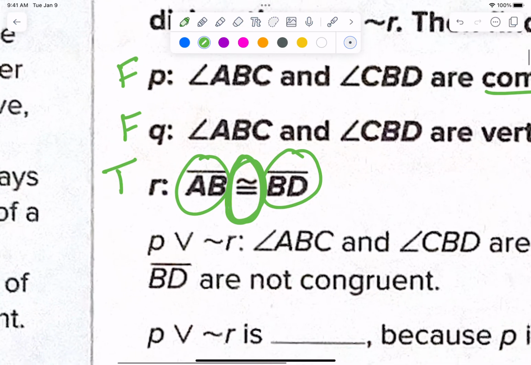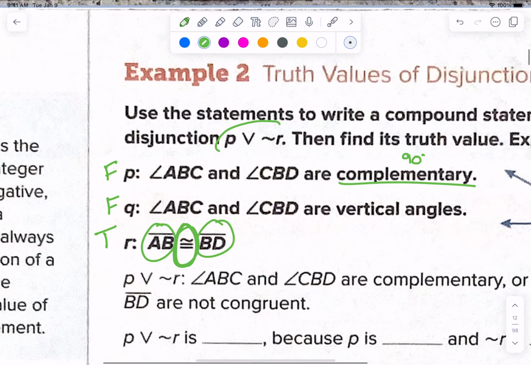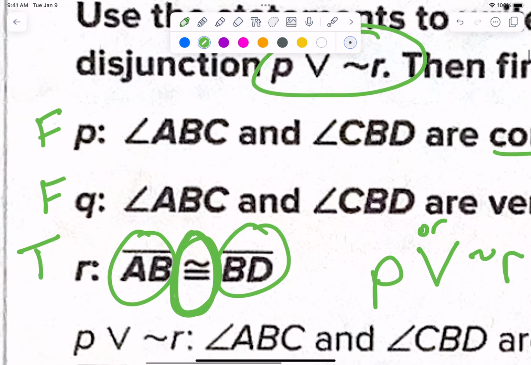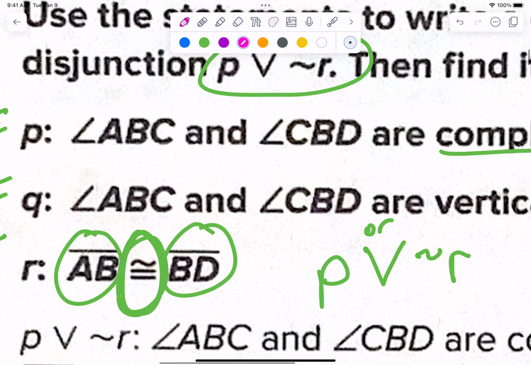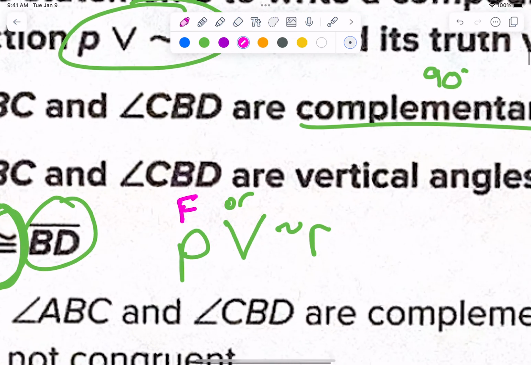So here we go. They want us to find this thing right here. P, this V means "or," not R. P or not R. Okay? All right, so P. Was P true or false? False. Okay? R was true. So not R will be false. So looking at this, we're talking about "or" here.